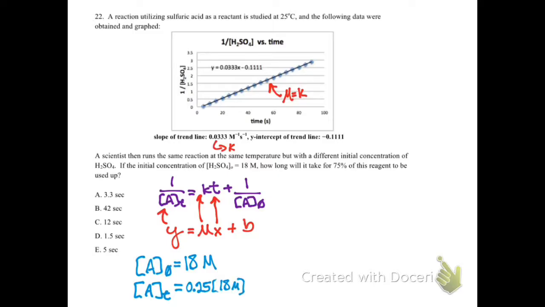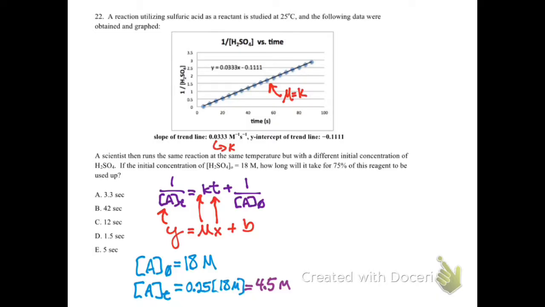When we do this, we'll end up getting that A sub t equals 4.5 molar. Now we have all the information we need to plug into our second order integrated rate law. So let's go through and figure out the answer.